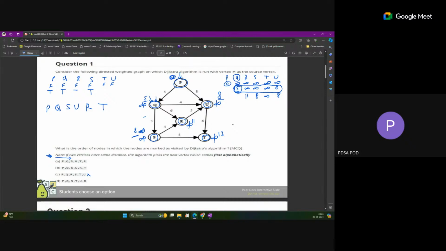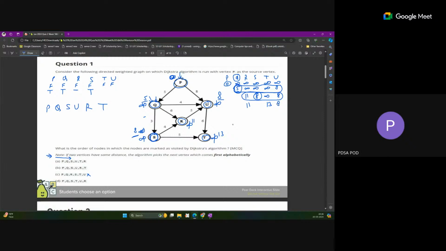So we will check the smallest one among all the unvisited vertices. We are finding 11, 8 and 8. Now we will select the alphabetically earlier, smaller one. So S is the next one. That means S is now selected. Now we update the weights again. From S to T this becomes 13 this time, R will remain 11, and U will also remain 8.